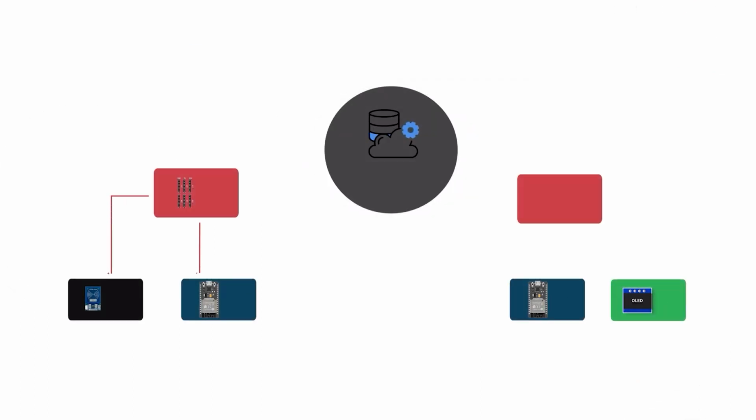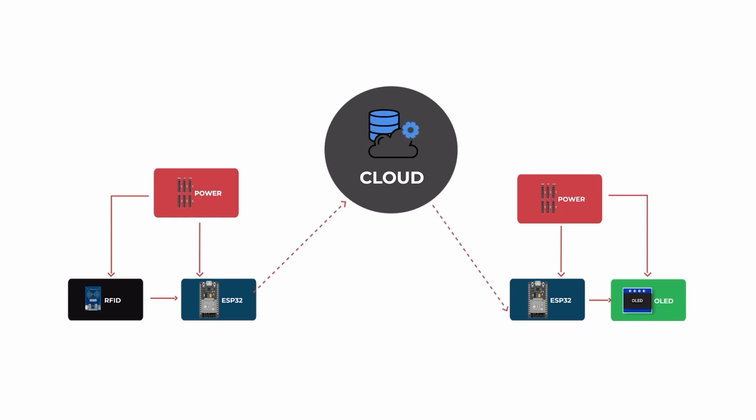The flowchart explains powering the RFID to 3.3 volts, OLED to 3.3 volts, 5 volts to the ESP32, and 5 volts to the ESP32 in another kit which is already powered. Now connecting RFID to ESP32 as input in one IoT kit and output to OLED from ESP32 in another kit.